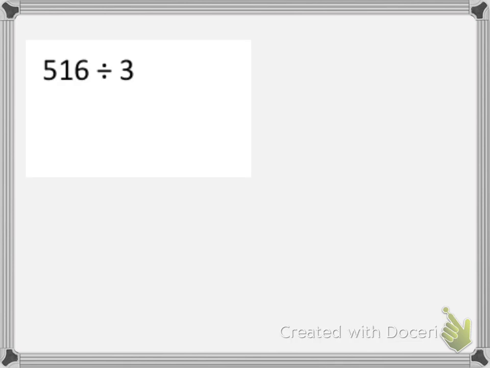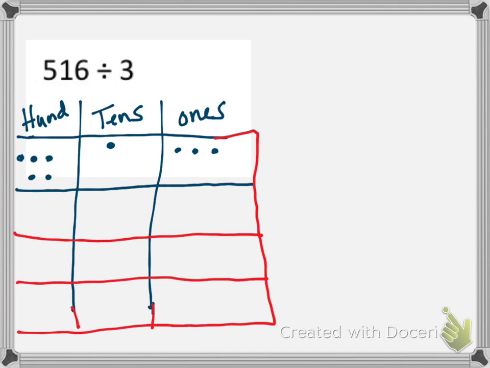516 divided by 3. All right, so we want to have our place value chart or discs, and we're going to do it using the standard algorithm. So let's set up our chart. Now we have the hundreds, the tens, and the ones. We put 5 in the hundreds, 1 in the tens, and 3 in the ones. Then we have to separate these rows into 3 because we're dividing by 3. So we need to break up these hundreds and get them into 3 equal groups. Same with the tens and the ones.